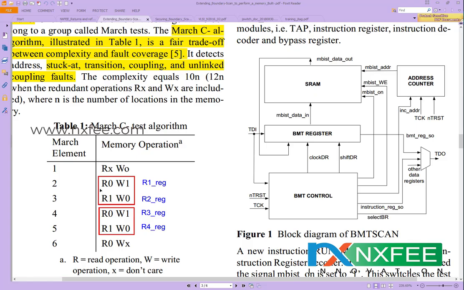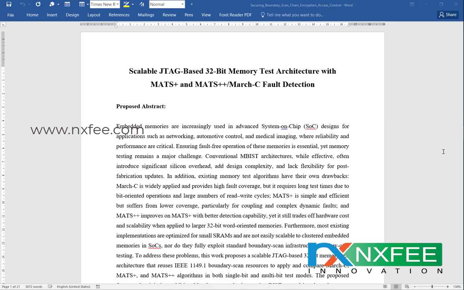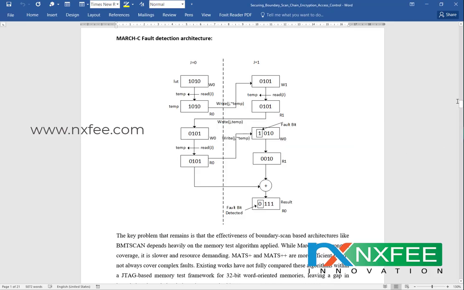The first test operations are R0 to W1, R1 to W0, R0 to W1 and R1 to W0. This means first we need to read the data and then we need to write the data. You can verify this in the March C fault detection architecture. Here we initially load the data, 1010, into the temporary registers.